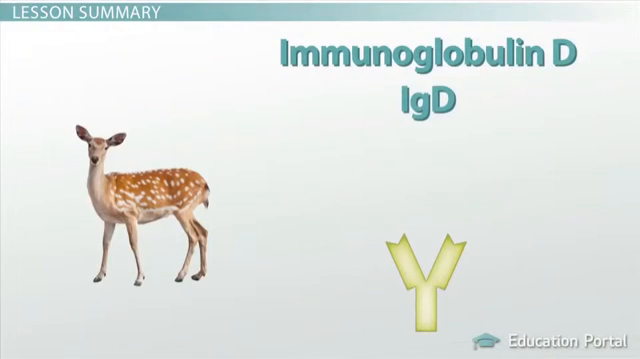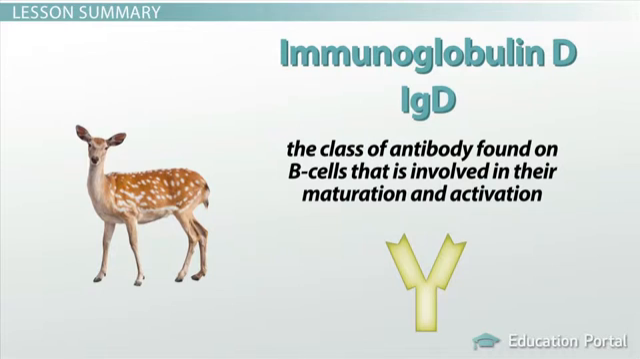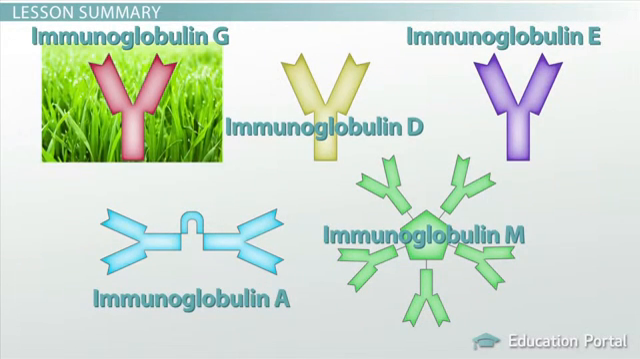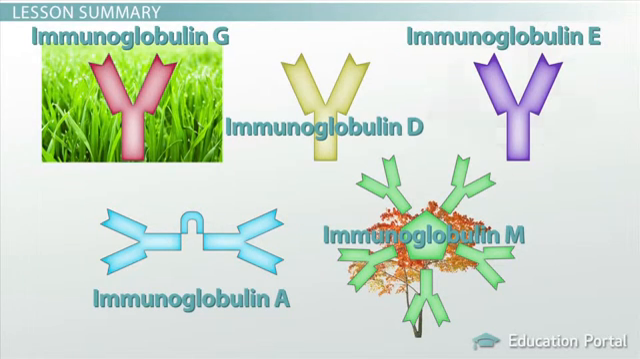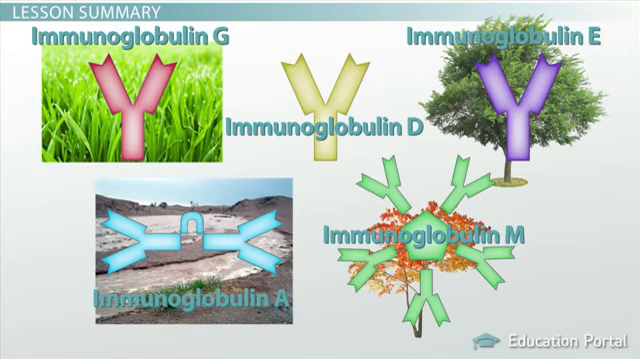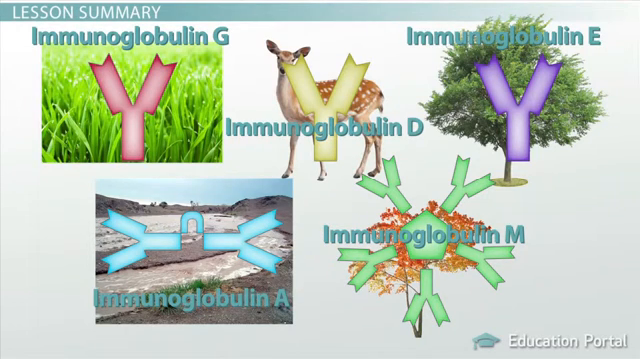Finally, immunoglobulin D, or IgD, is the class of antibody found on B cells that is involved in their maturation and activation. It's all pretty simple to recall. The grass was the most common thing we saw. The maple trees were huge. The elm trees gave us all allergies. The arroyo was waiting for rain to be secreted out of the clouds, and the deer were only just maturing.